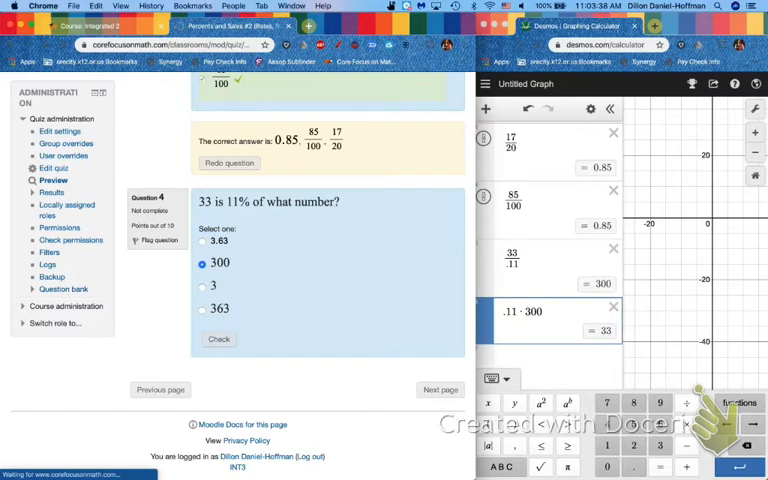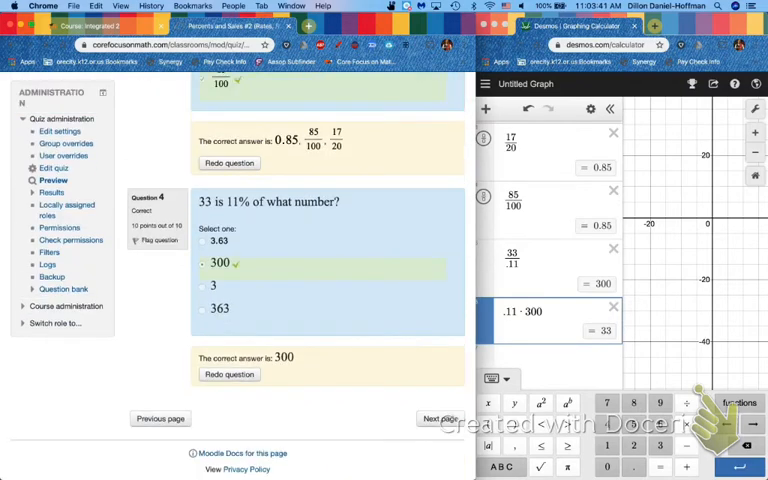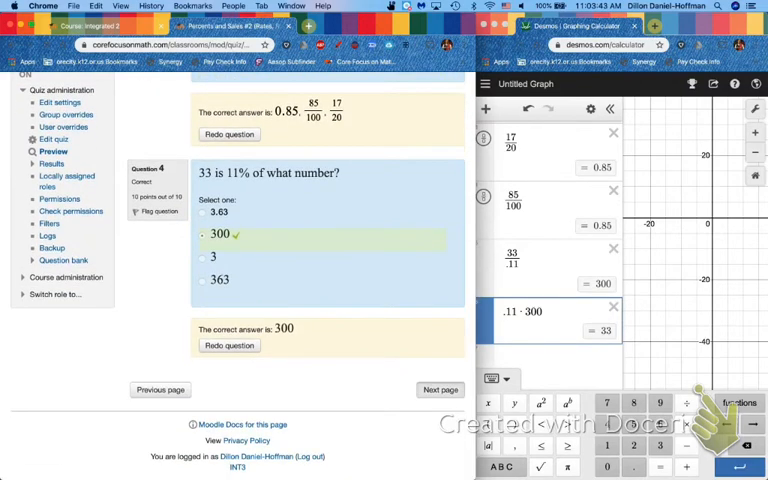I love math problems that you can check. It gives you so much power, so much confidence knowing that you're right.